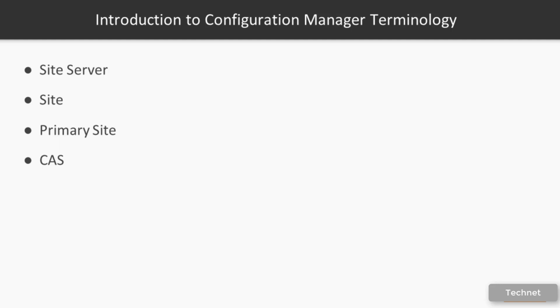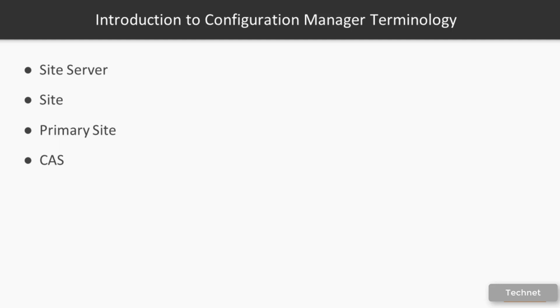When you install the first site server, you automatically create a site. This is represented by a 3-digit code. You can choose your own site code that represents your organization, but bear in mind that some are reserved. SMS, for example. When you start the Configuration Manager installation wizard, you must choose what type of site you wish to install. So, what are the common site types?